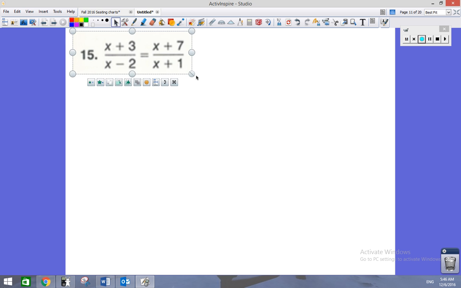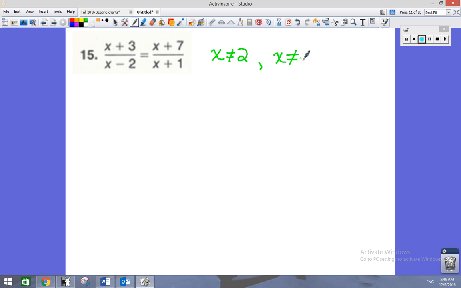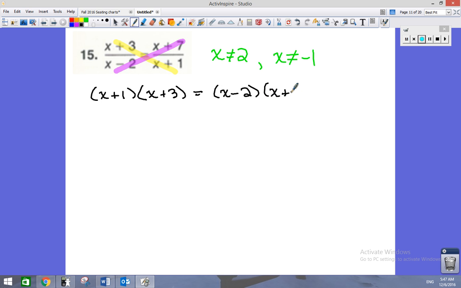So here it's a little bit easier to see what we need to avoid. 2 minus 2 would give us a 0 in the denominator. We can't have a solution of 2. Negative 1 plus a positive 1 would also give us a 0 in the denominator. To solve the proportion, we take the cross product. So we've got this x plus 1 times x plus 3 along the yellow diagonal. And x minus 2 times x plus 7 along the other diagonal.